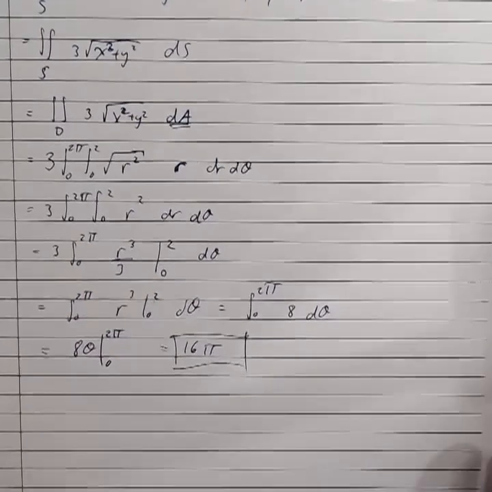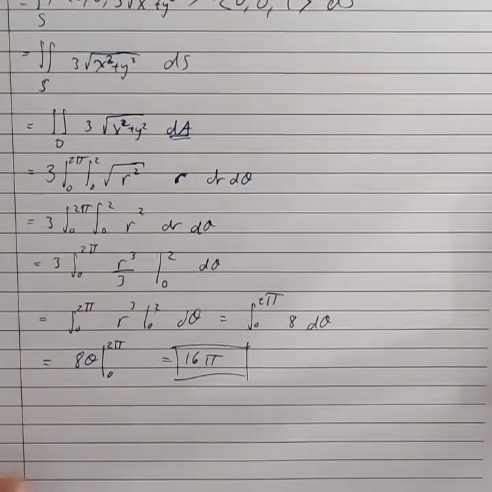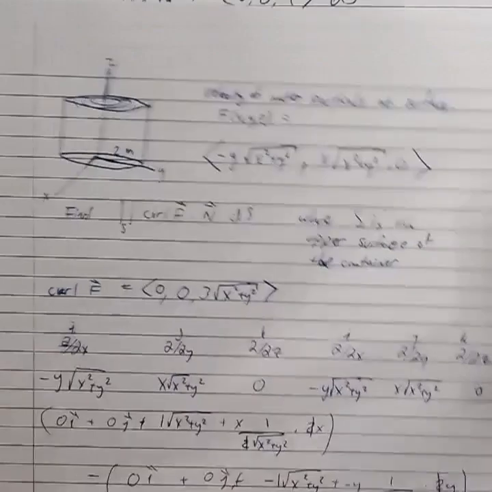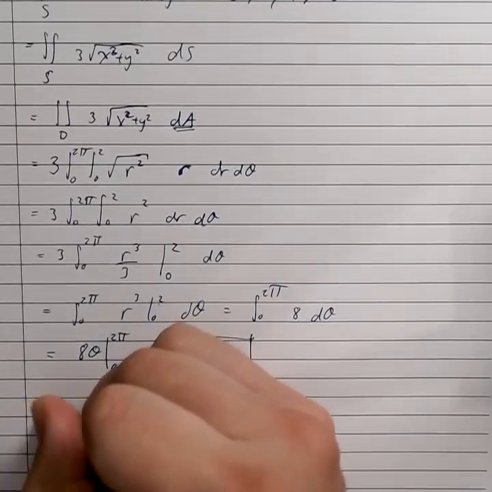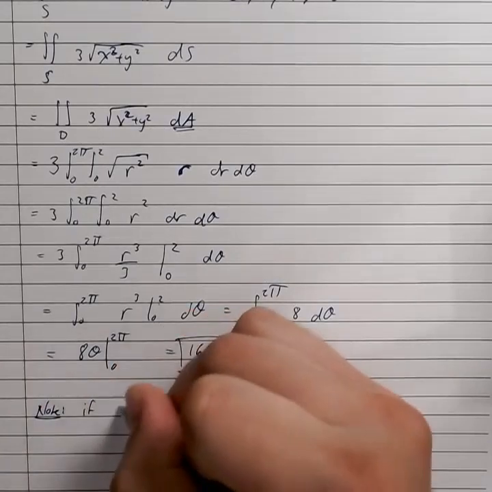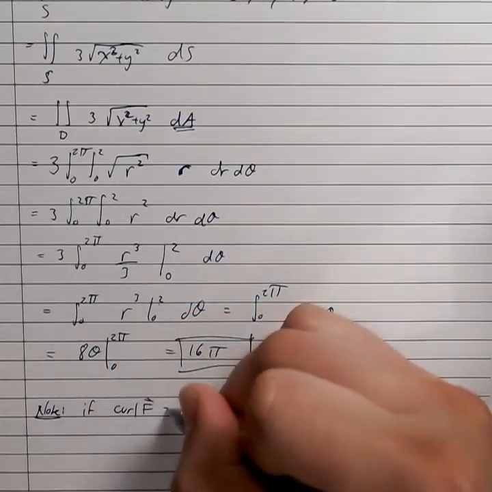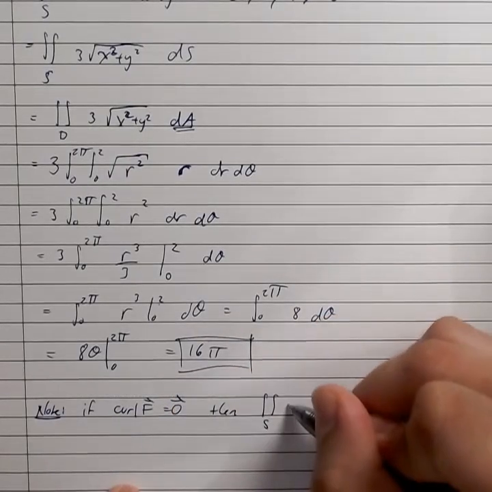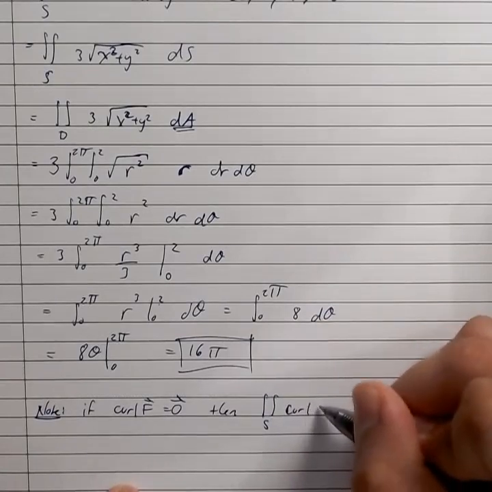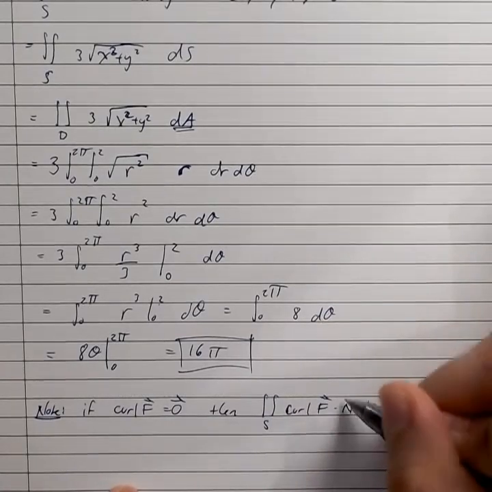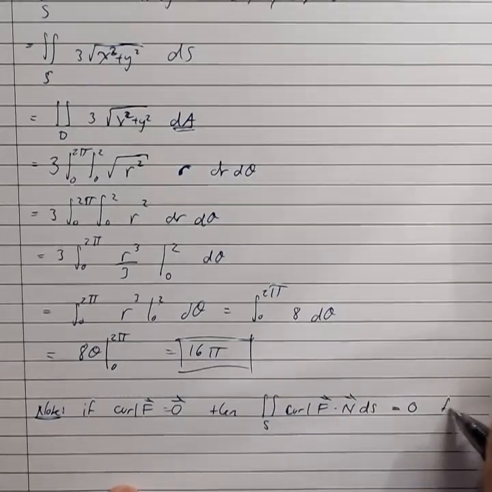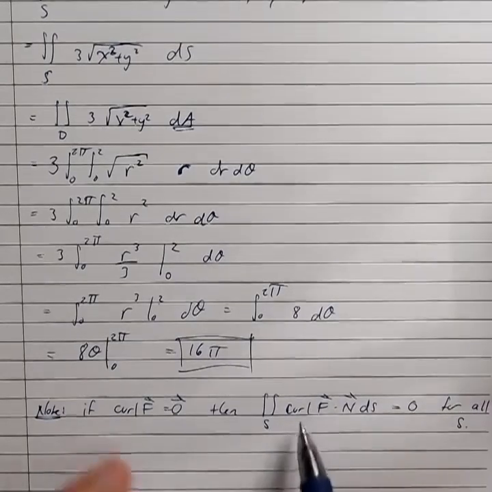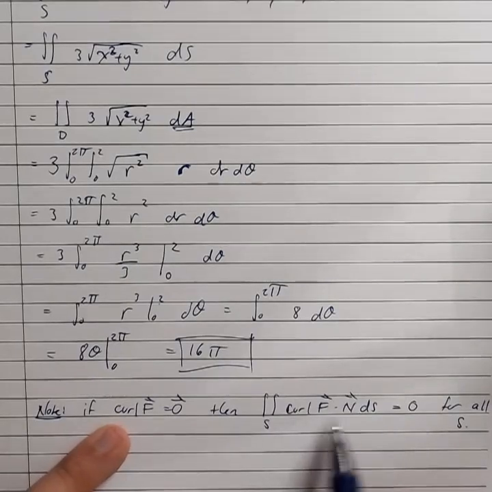Note that if the curl of f is equal to 0, or I guess the 0 vector, then the double integral over S of the curl of f dot n dS is equal to 0 for all surfaces S. So if this is 0, then the double integral has to be 0.